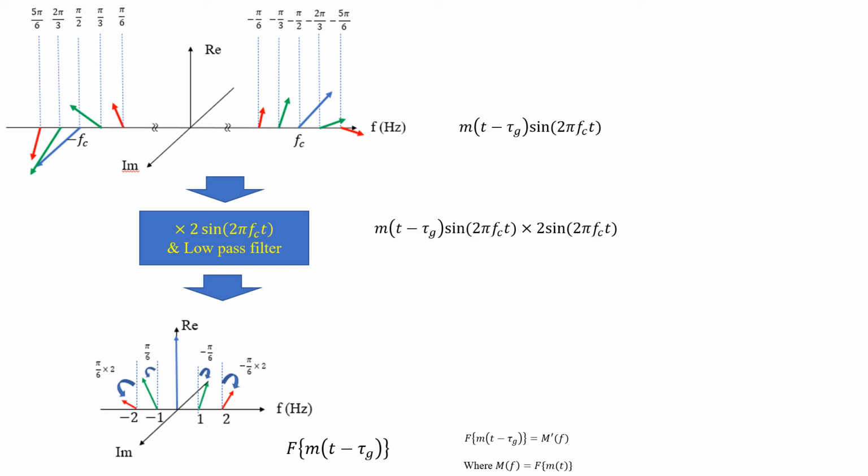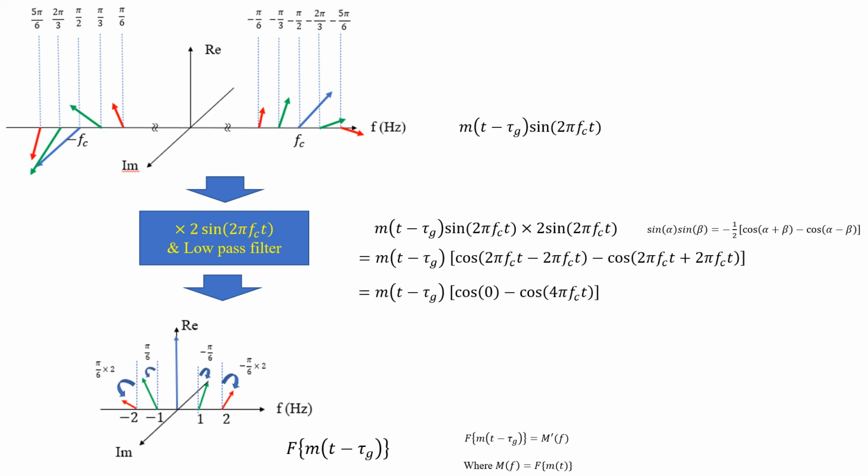If you're not convinced, then here's a quick explanation. We multiply the signal by 2 times sine 2 pi fc t, and from prerequisite knowledge number 1, we can say that this is equal to this. And after canceling and combining some terms, we get this. Passing it through a low-pass filter removes the cosine 4 pi fc t term, and finally we are left with m of t minus tau sub g.